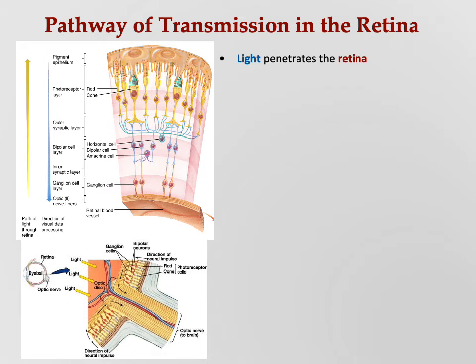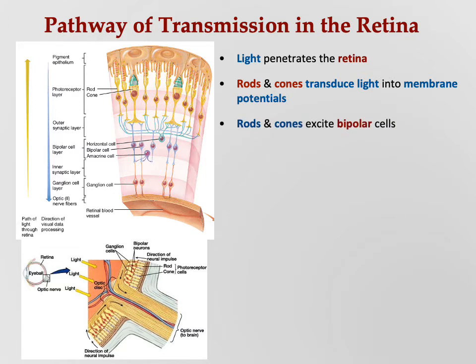All right, so let's talk about where light goes. It penetrates the retina. All right, it has to do that. It has to activate the photoreceptor cells, the rods and the cones. So rods and cones transduce light. Remember transduction. You have to take light energy, physical energy, and transduce it into nerve energy, into membrane potentials. So rods and cones excite bipolar cells. You can see that in the illustration on the left.